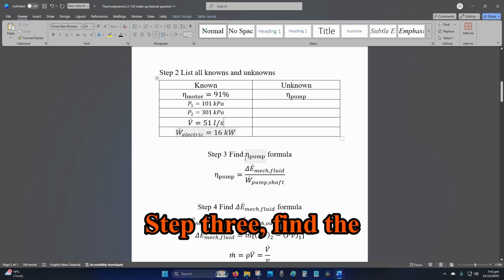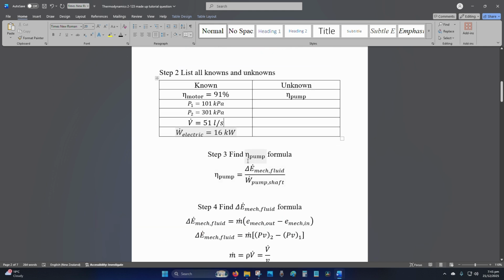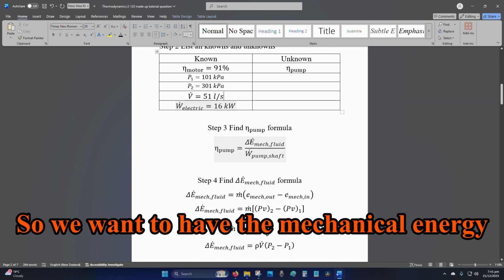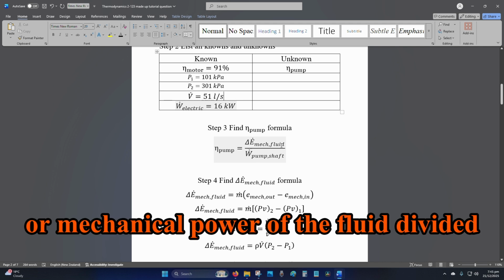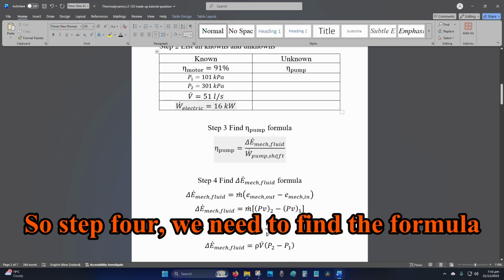Step 3, find the efficiency formula for the pump. So this symbol is eta. So we want to have the mechanical energy or mechanical power of the fluid divided by the power of the pump and shaft.